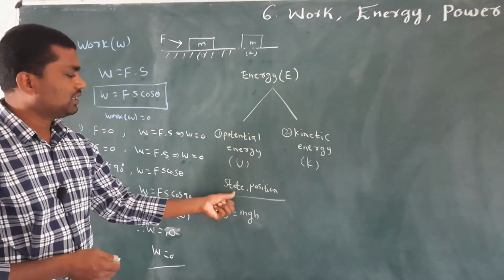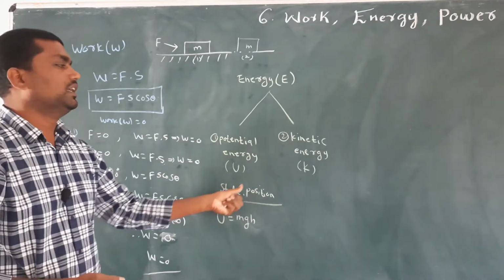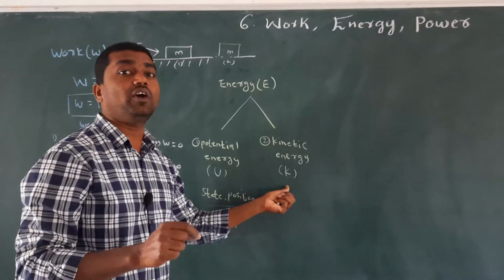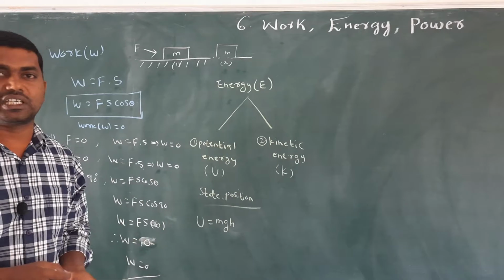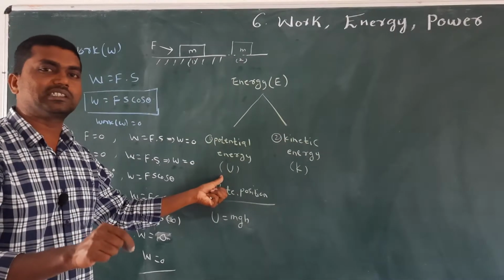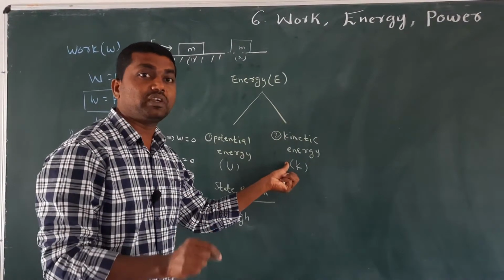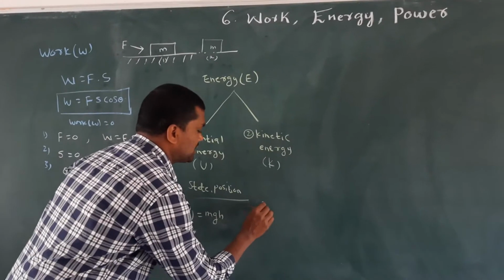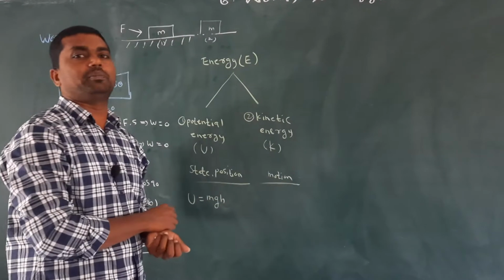In this condition we have to take into account the state and position of the object. In the second one, the energy is possessed by virtue of its motion, so the object's motion represents the kinetic energy. The energy possessed by virtue of its state is called potential energy. The energy possessed by virtue of its motion is called kinetic energy. For the kinetic energy formula, in this condition we have to take into account the motion of the object.